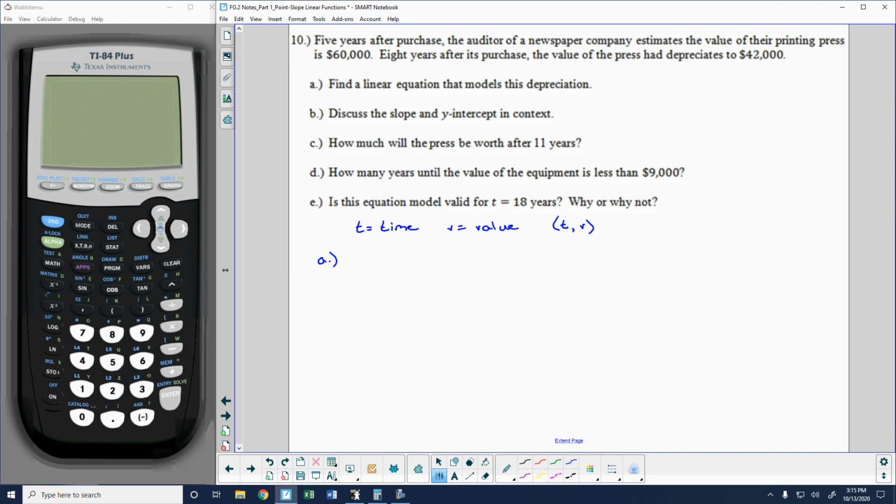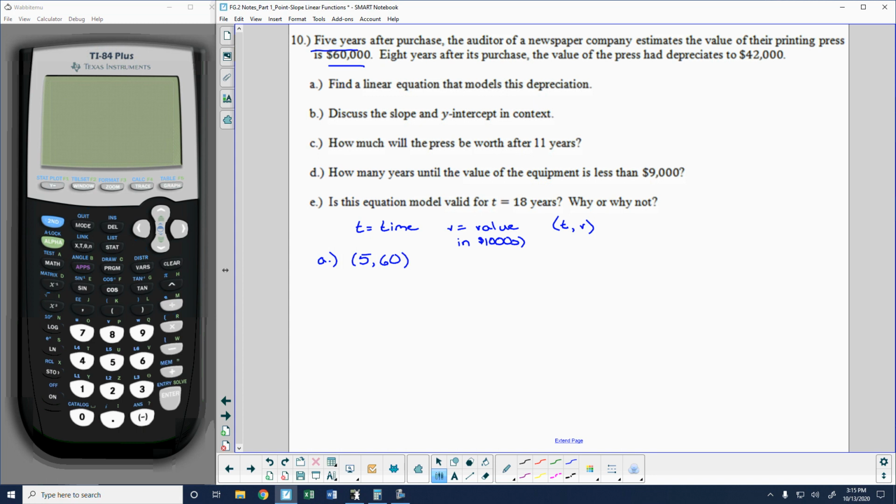So what this allows me to do for part A to find a linear model is I can take the information and put it into points. 5 years after the purchase, the value is $60,000. So my t time is going to be in years. Let's let it be 5. And let's put value in thousands of dollars and let it be 60. You could write it down as 60,000 if you wanted, but I like the smaller number.